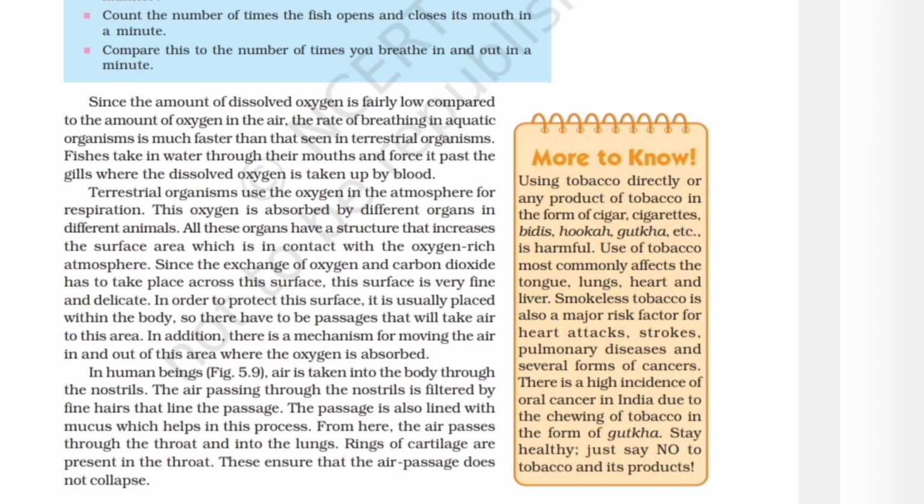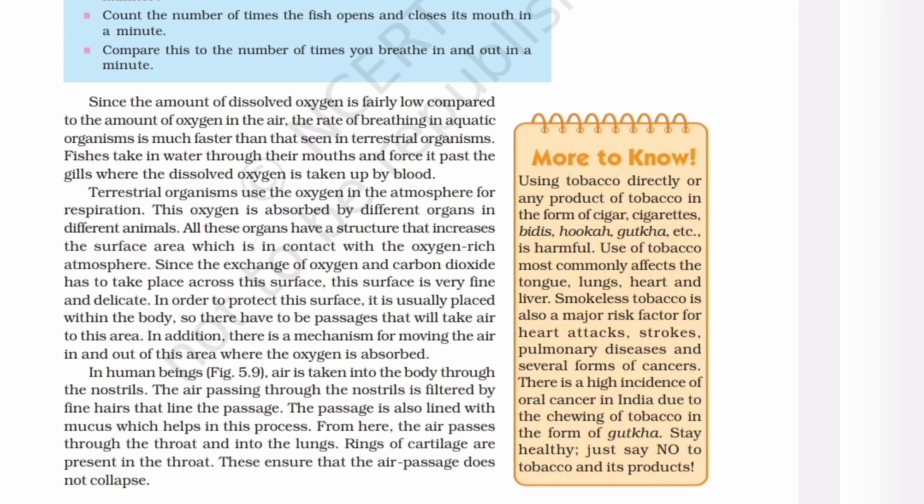This oxygen is absorbed by different organs in different animals. All these organs have a structure that increases the surface area which is in contact with the oxygen-rich atmosphere. Since the exchange of oxygen and carbon dioxide has to take place across this surface, it is very fine and delicate. In order to protect this surface, it is usually placed within the body, so there have to be passages that will take air to this area.